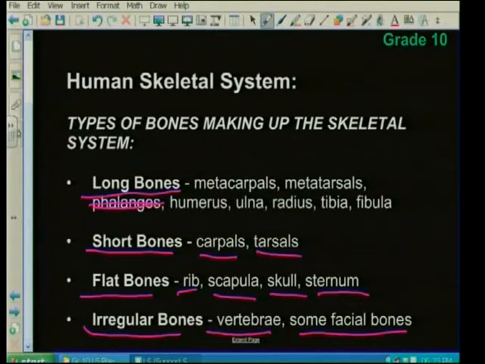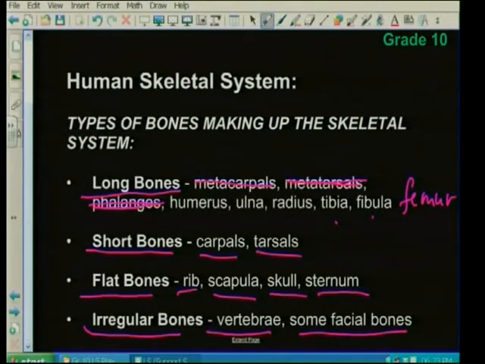I just want to make a slight correction on the long bones. The phalanges are not long bones, and metacarpals and metatarsals are not long bones. So it's the humerus, the ulna, the radius, the tibia, the fibula, and the femur. These are the long bones.